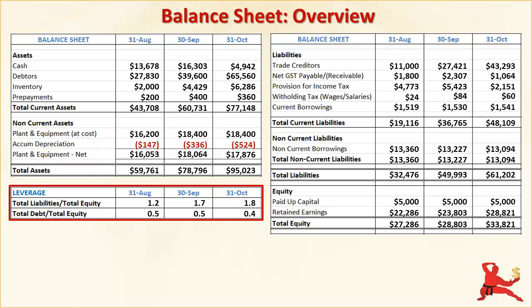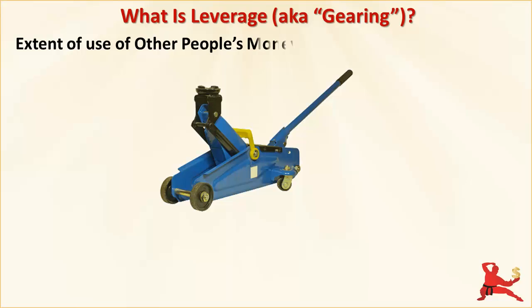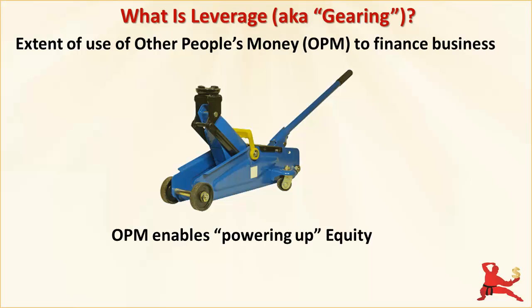In this video, we are focusing on the concept of financial leverage. There are a number of definitions of leverage. Two common ones are the ratio of total liabilities to total equity and total debt to total equity, which is known as the debt-equity ratio. Leverage, which is also known as gearing, is essentially about using other people's money to make money. It enables you to power up or multiply the buying power of equity. That's the owners' or shareholders' funds invested in the business.